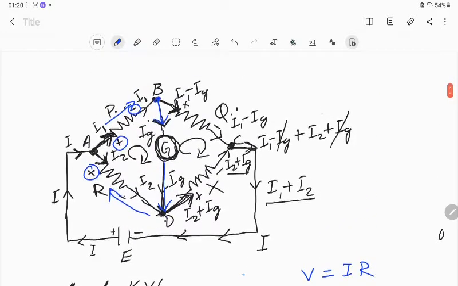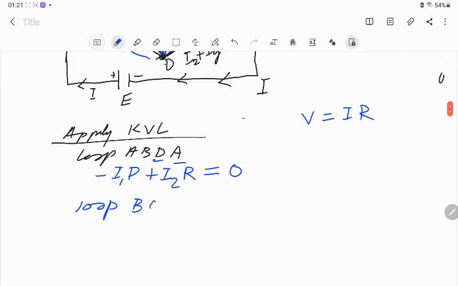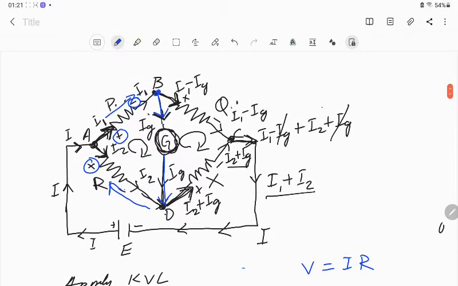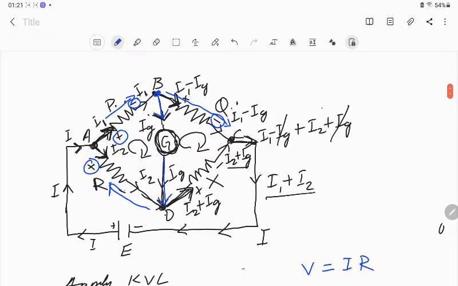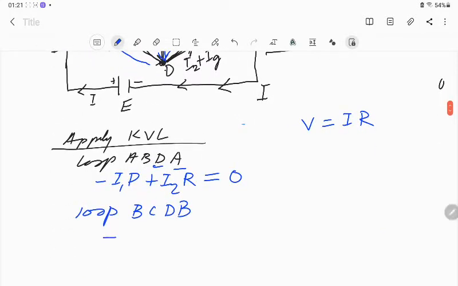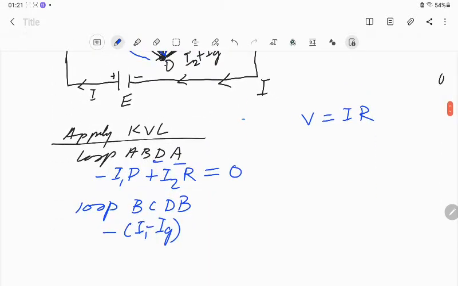Now next loop is loop BCDB. Second loop. Okay, starting from B. Now we have resistance, so we are going like this. So that means this is minus. Minus current is how much? I1 minus IG. So minus I1 minus IG into resistor. Resistor is Q.